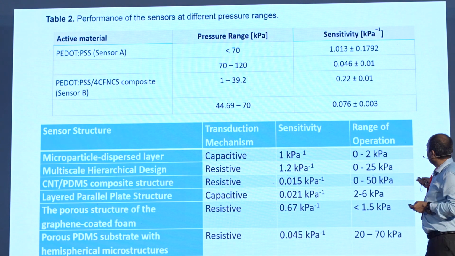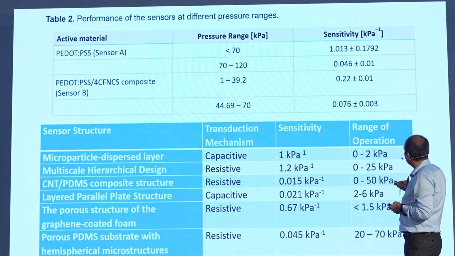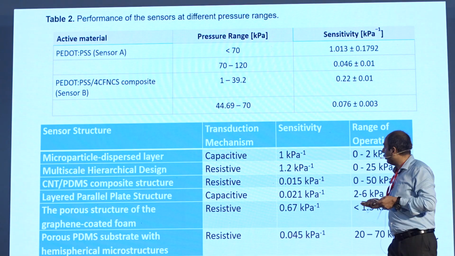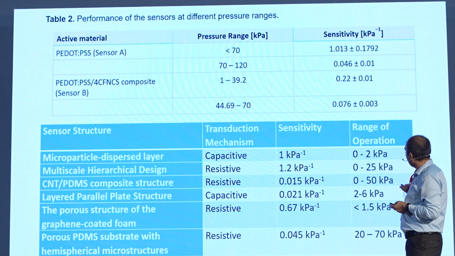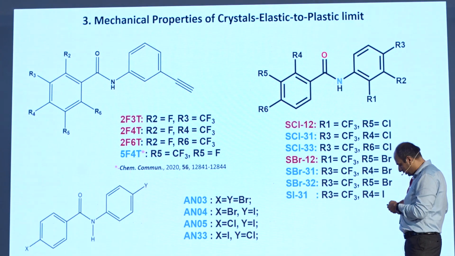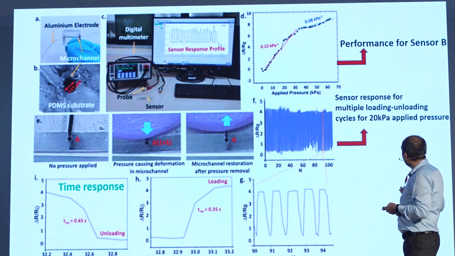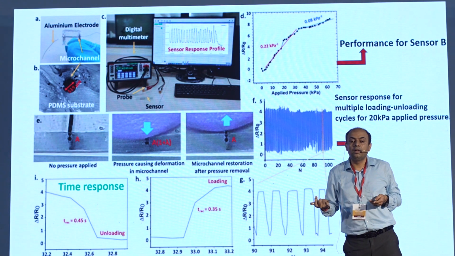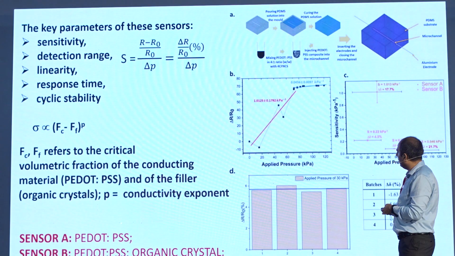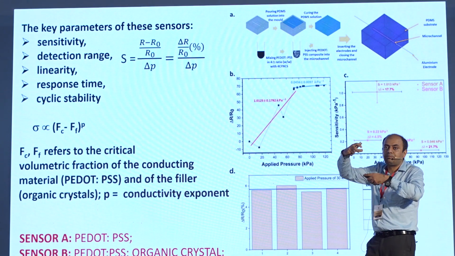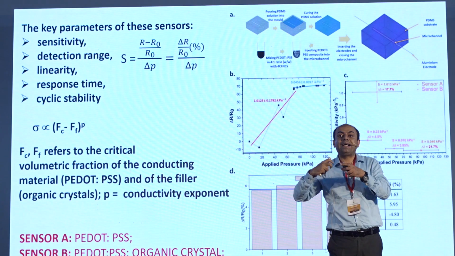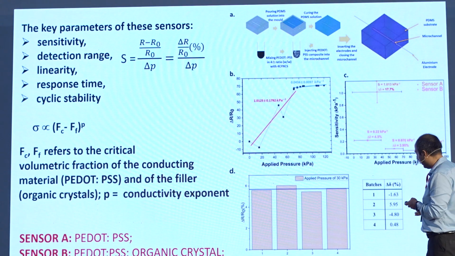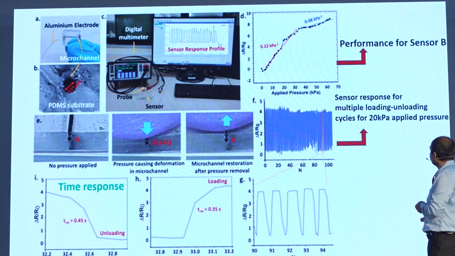So you can see this is the performance for sensor A without my organic material. And with my organic material, this is the data. My organic material has a much improved response compared to sensor A, which is without the organic crystal, because it provides better mechanical compliance because of the mechanical deformation it has. So it can accommodate the stress much better, leading to an improved response.